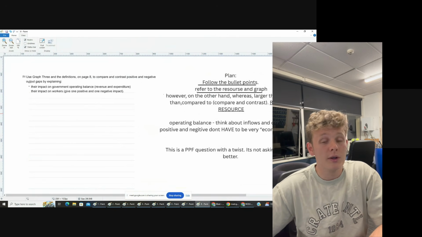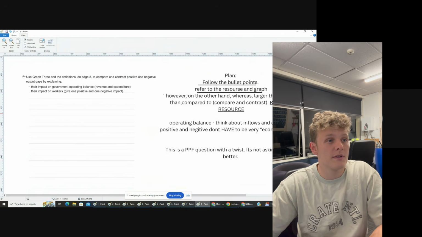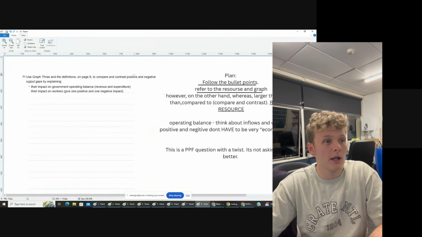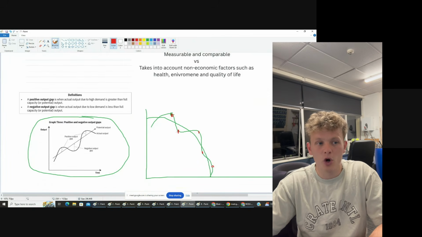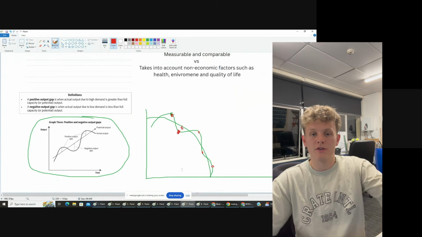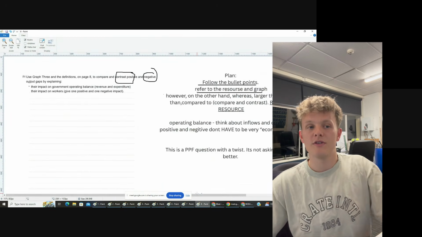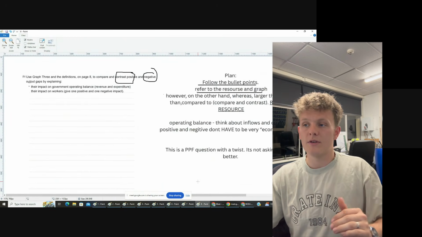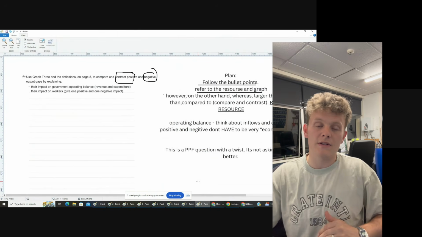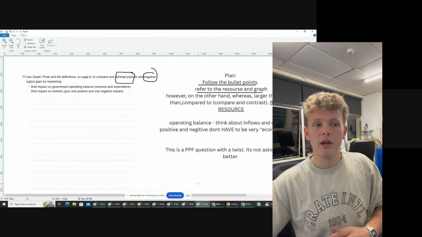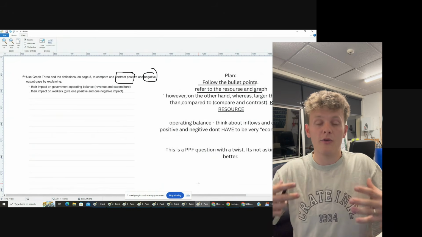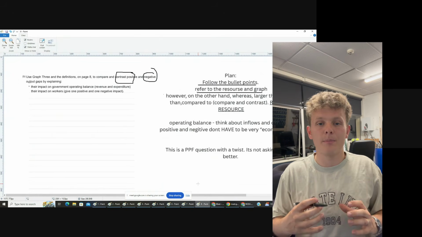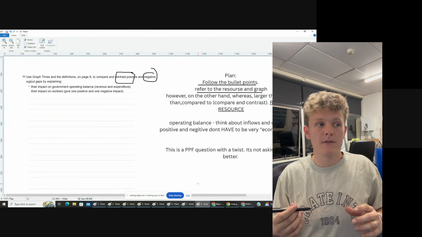But we're also comparing the positive output gaps to the negative output gaps. So we don't want to get too lost here, positive versus negative. When there's a negative output gap, it's just the opposite of those things. Whereas there is underutilized resources, there's decreases in employment, decreases in income, decreases in consumption, decrease in output, and all of those things are worse off. So positive's good for the government, whereas, however, on the other hand, negative is bad for the government operating balance.